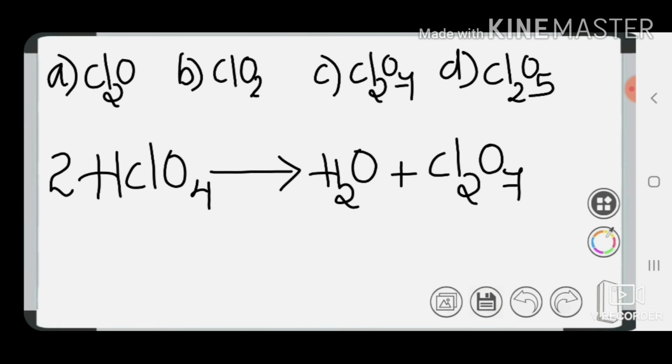Cl2O7 is the anhydride of HClO4. The correct answer is option C, Cl2O7.